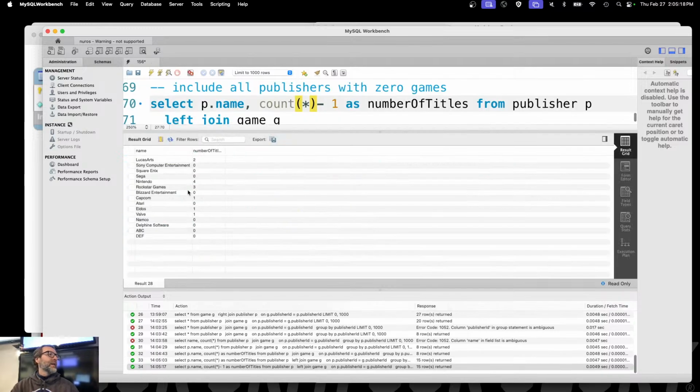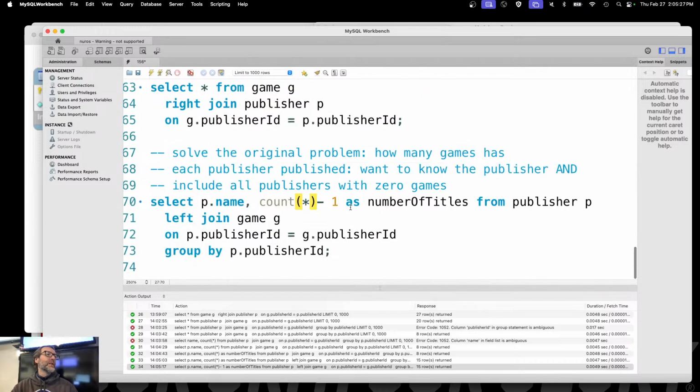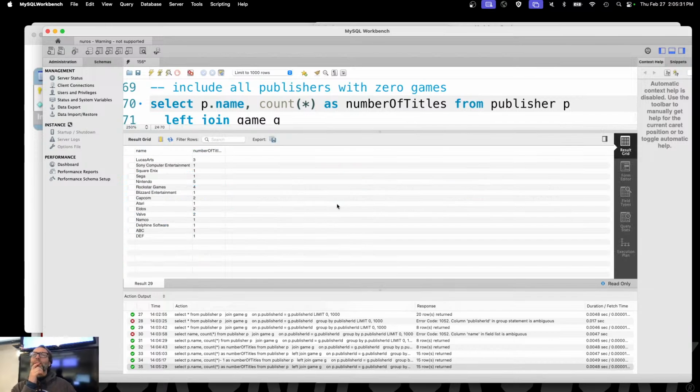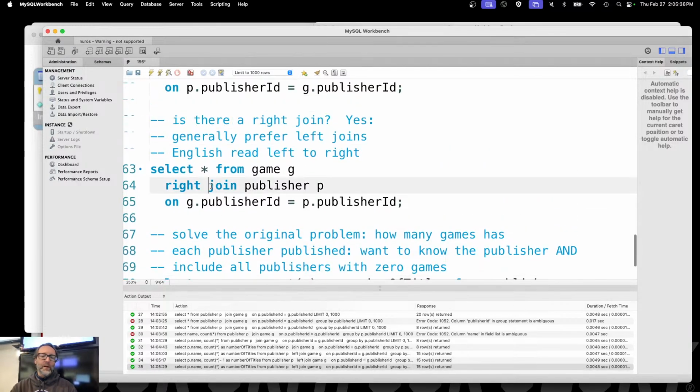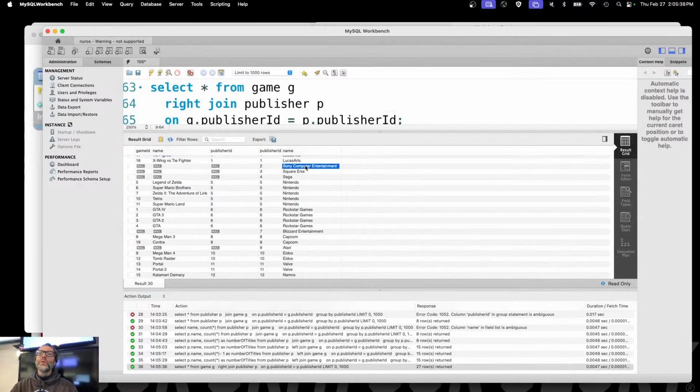But now LucasArts has published 2 games, is that correct? No, there were 3 before. You can't just do that math. So that's not the solution. What am I counting? Let's come back up here to the actual left join. I end up counting rows.